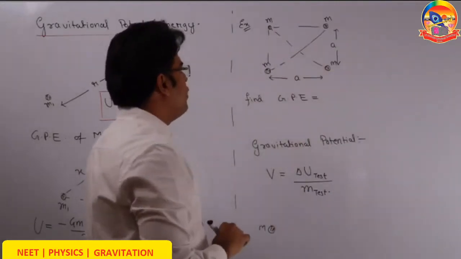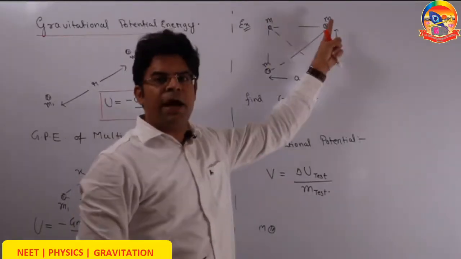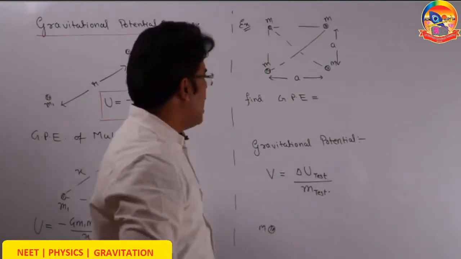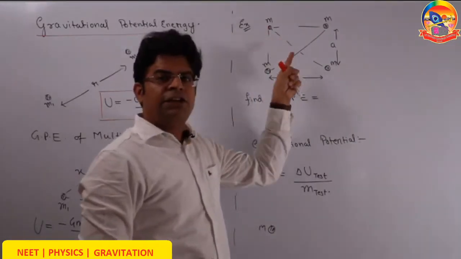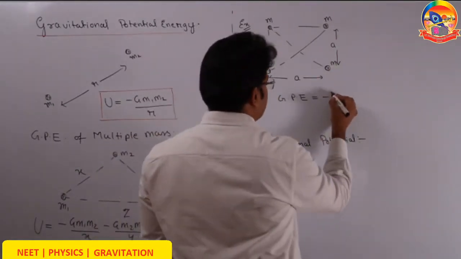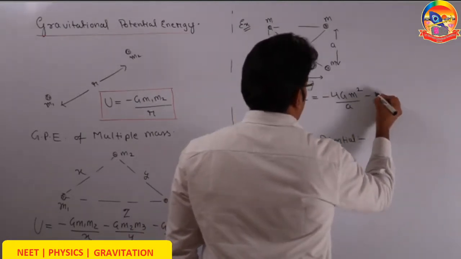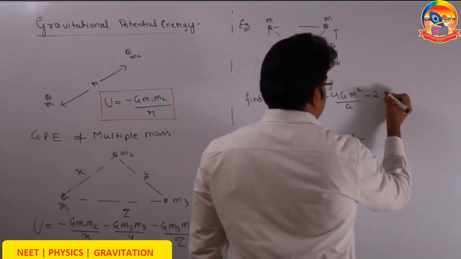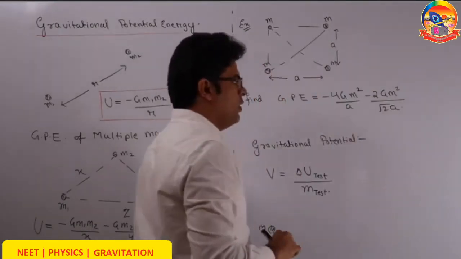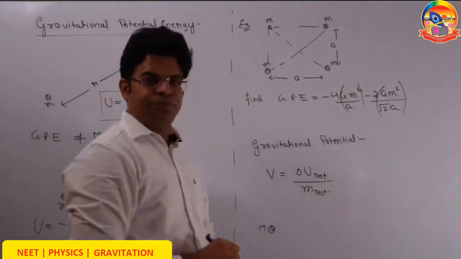Because of these 4 pairs, you will write gravitational potential energy as minus GMM by a, minus GMM by a, minus GMM by a, minus GMM by a. And because of these two diagonal pairs, minus GMM by root 2a, minus GMM by root 2a. So overall we get minus 4 times GMM by a and minus 2 times GMM by root 2a. So, 4 pairs of distance a and 2 pairs of distance root 2a.